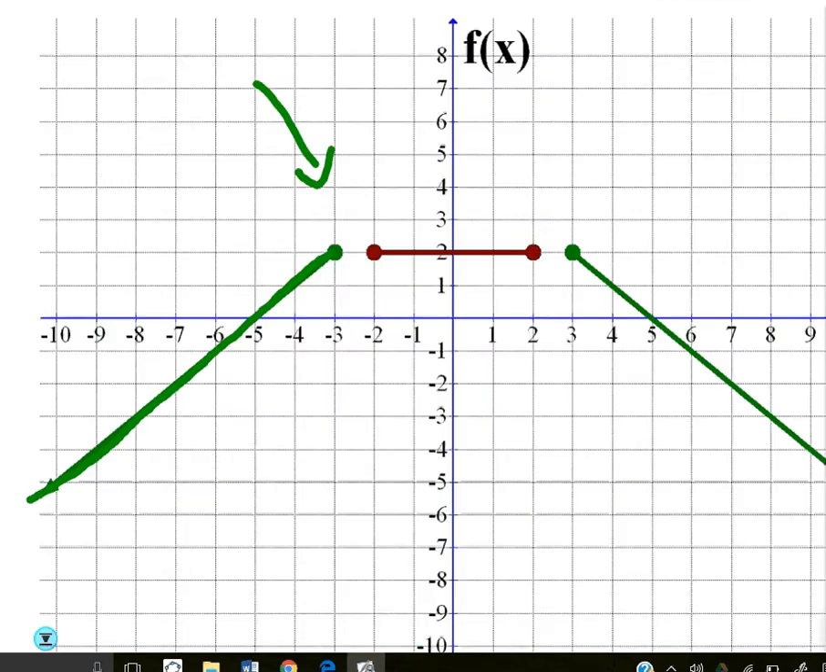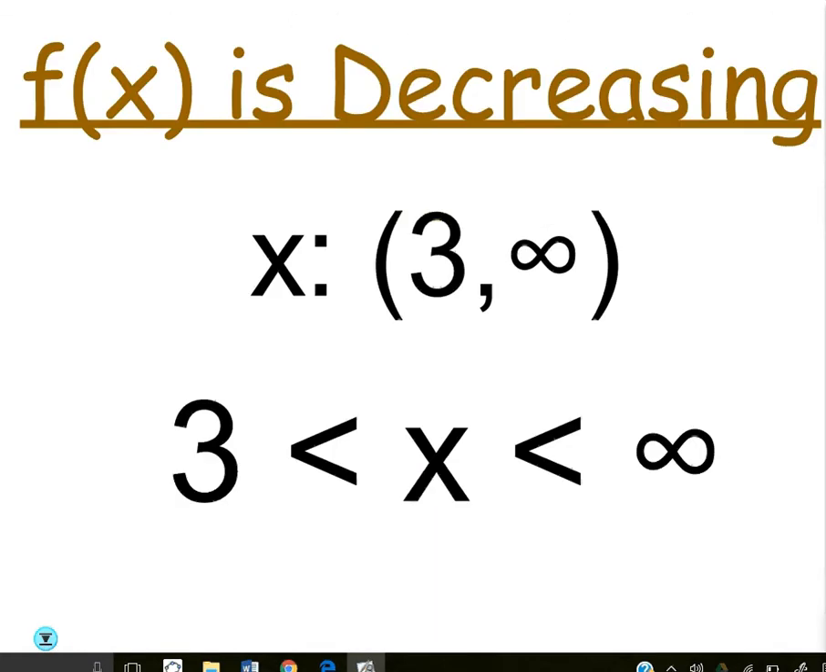If we look at the graph, it's going down, not at 3, but anything after 3, the graph moves down, and it keeps decreasing forever, right? And so we would say from 3 to infinity. Again, the answer is in terms of x, but that explains where the y values are going down.